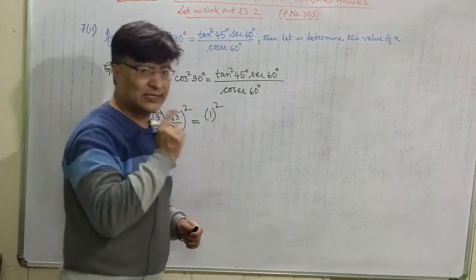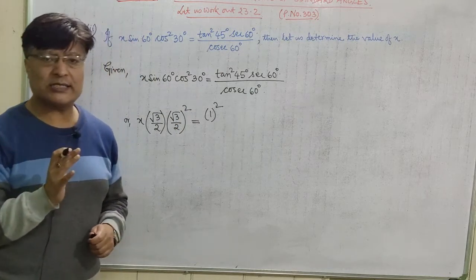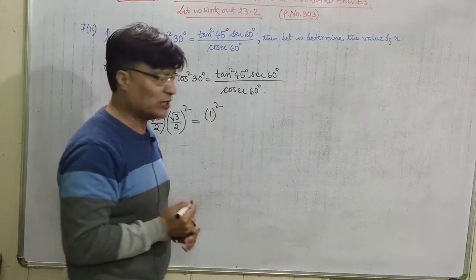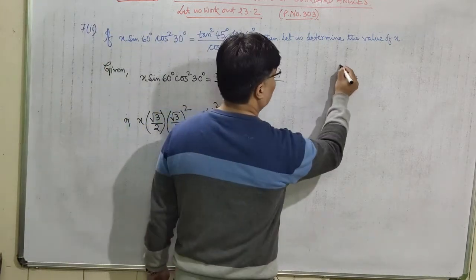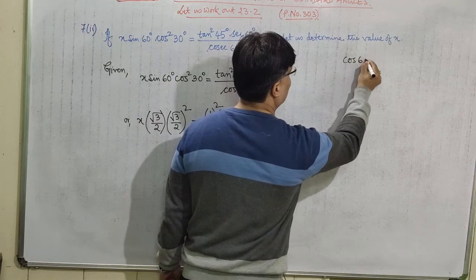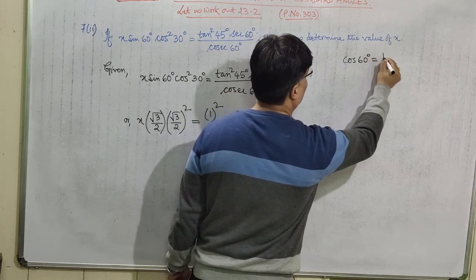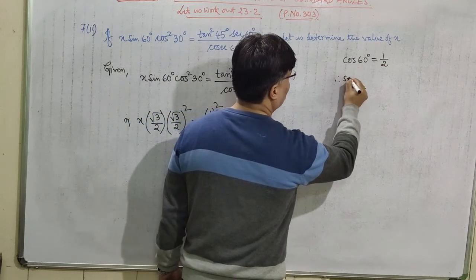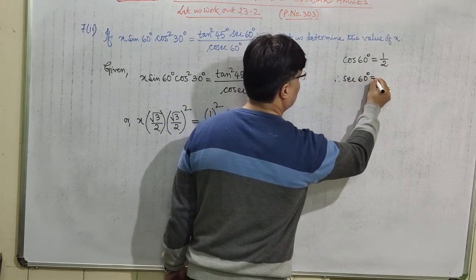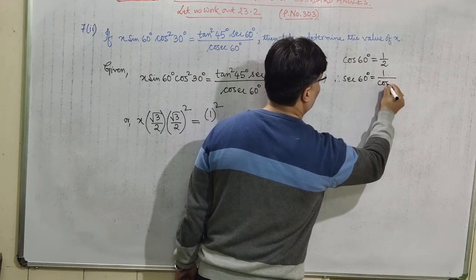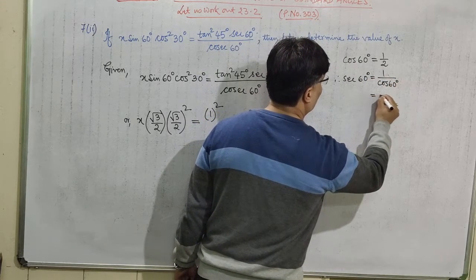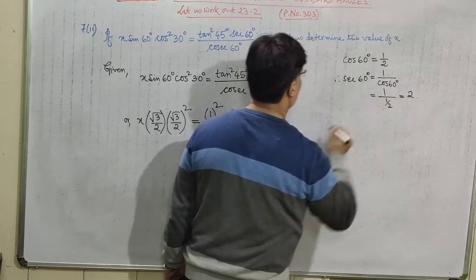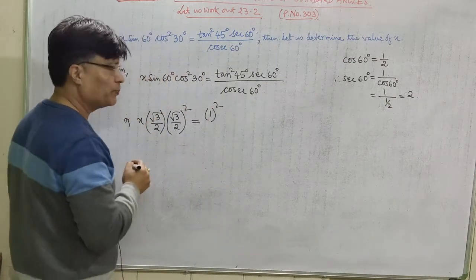And what's about sec 60 degree? You know that cos 60 degree and sec 60 degree are opposite trigonometrical ratios. Okay, so in order to know the value for sec 60 degree, you should know the value for cos 60 degree. Cos 60 degree is equal to half. So now you can easily get the value for sec 60 degree, which is equal to 1 upon cos 60 degree, which is equal to 1 upon, what is cos 60? It is half. So after simplification you will get 2.